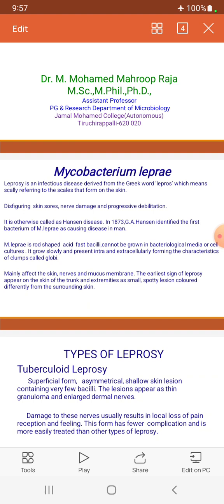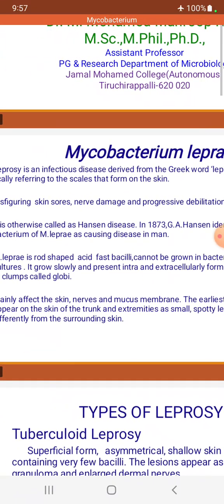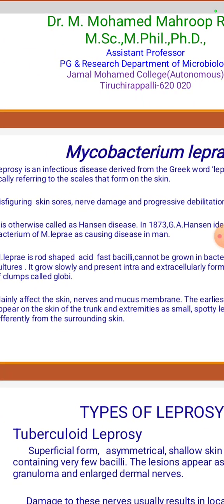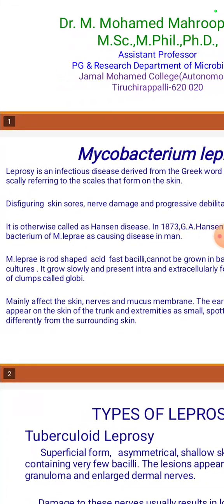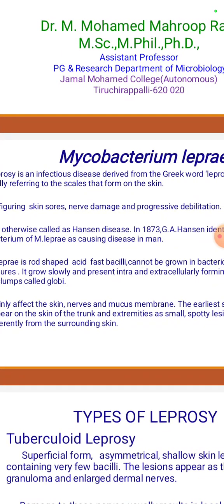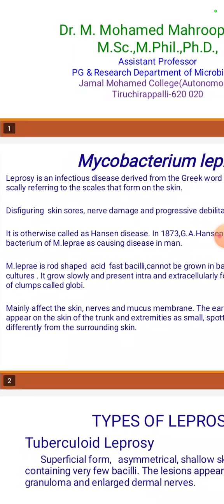I am going to discuss Mycobacterium leprae. It is a causative agent of leprosy. So, leprosy is an infectious disease derived from the Greek word lepros, which means scaly, referring to the scales that form on the skin. It causes disfiguring skin sores, nerve damage and progressive debilitation. It is otherwise called Hansen disease.